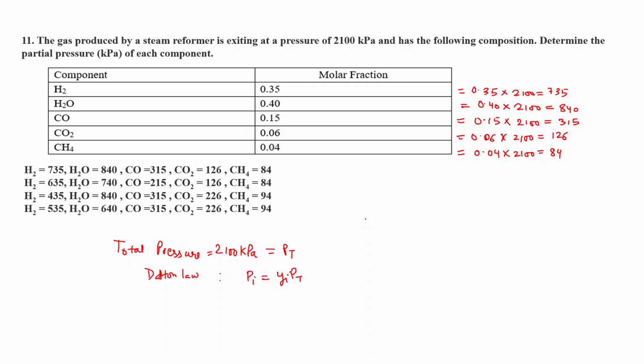So the answer is the first one. Partial pressure of hydrogen is 735 kilopascal. Steam, it is 840 kilopascal. Carbon monoxide 315 kilopascal. Carbon dioxide is 126 kilopascal, and methane is 84 kilopascal. So the answer is the first one.